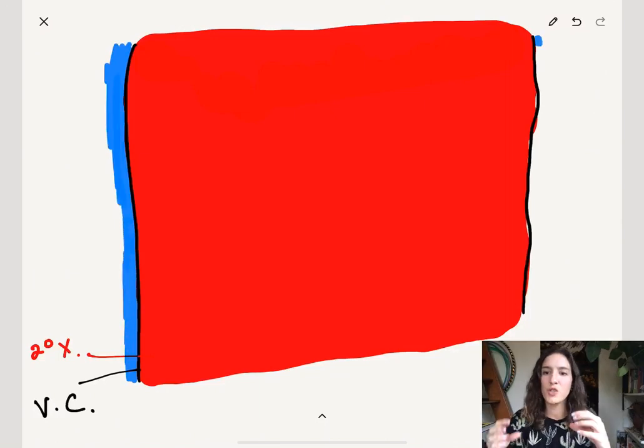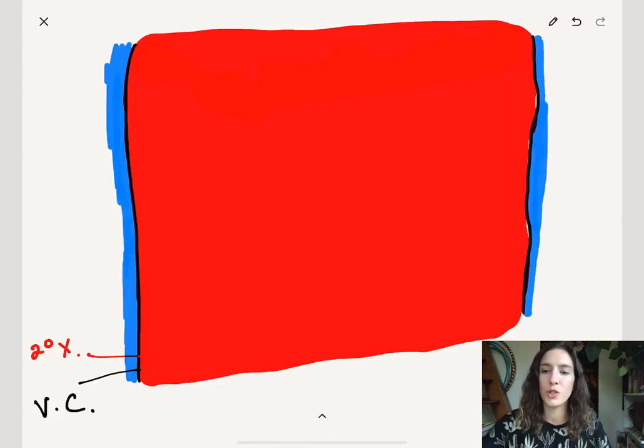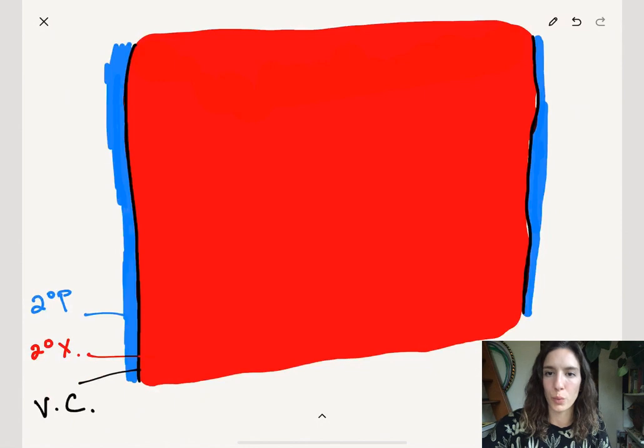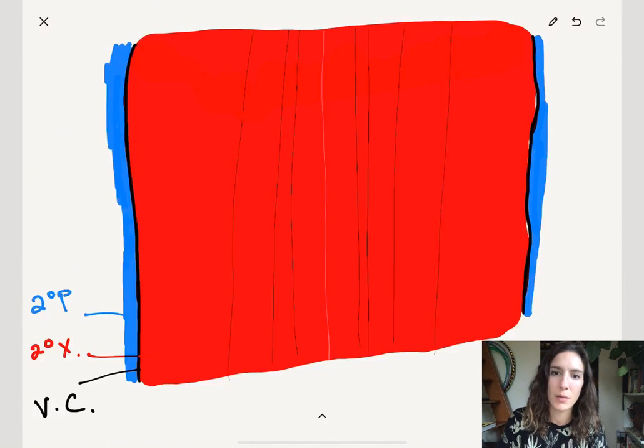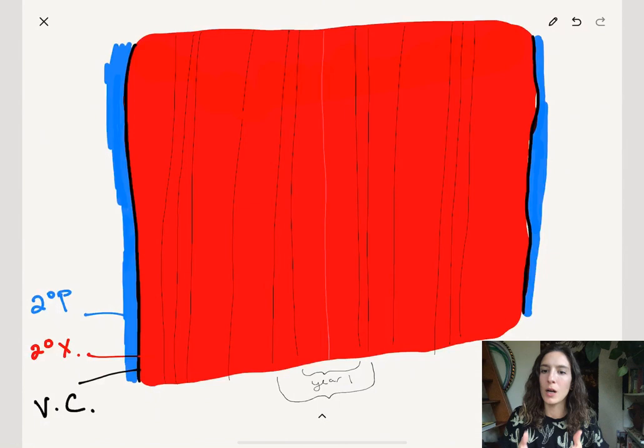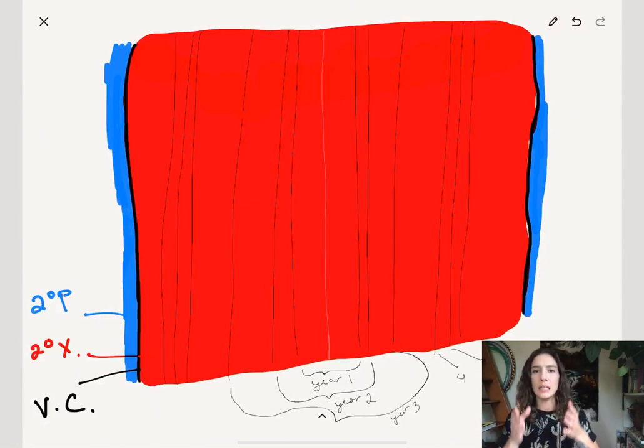Okay, so again, we've just zoomed in here on a chunk of a longitudinal section through an older part of the root. In the black was the vascular cambium, labeled VC. Everything in dark red to the inside of the vascular cambium is wood, secondary xylem. And these longitudinal lines represent year growth increments.